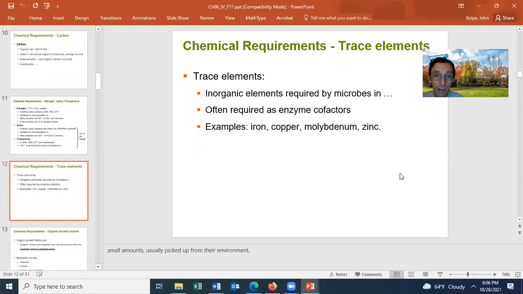Trace elements can be an enzyme cofactor. And as I stated, they're elements like iron, copper, zinc, and we require these. But usually there's enough in our environment for us to pick it up.